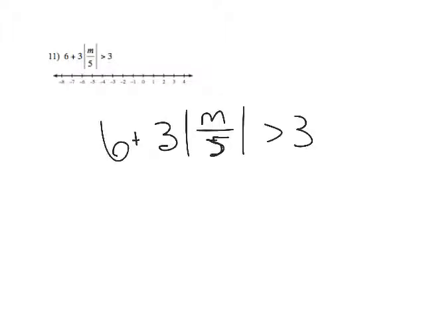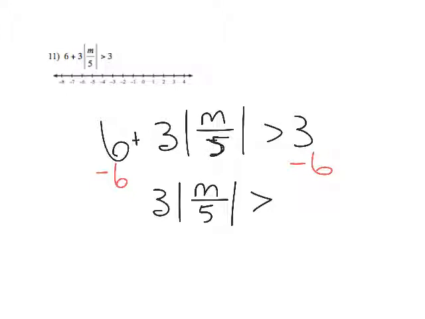Okay, we got another absolute value inequality. We have to make sure that we take the absolute value and get it by itself. So we are subtracting 6 from both sides. So we get 3 times the absolute value of m divided by 5 is greater than negative 3.